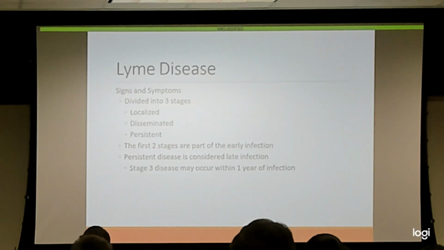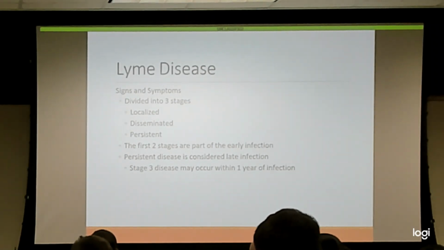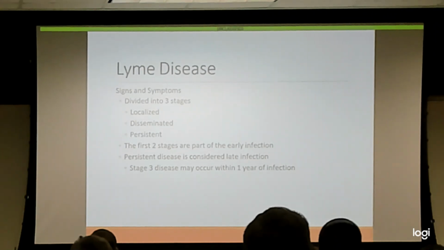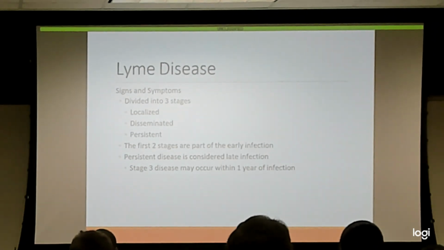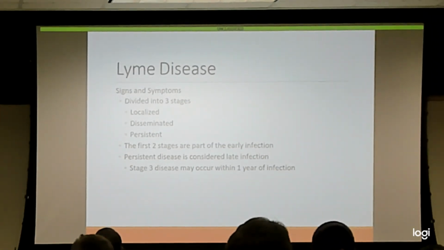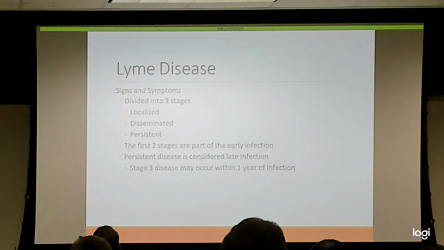So here's your 3 stages. Your localized, or what we call early localized disease, usually happens within days to weeks. Your hallmark for this one would be you're going to get erythema migrans. What that is, a big red rash. So let me just clarify this point because many people make a mistake when they don't see a target lesion, a target rash. They'll see, oh, it doesn't look like a target rash. It's probably not Lyme's. That is a big mistake.